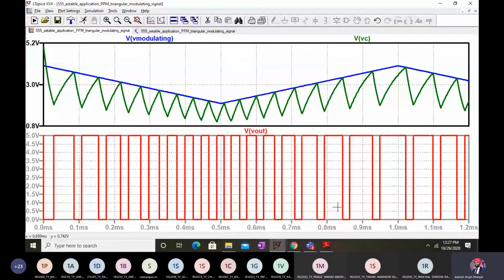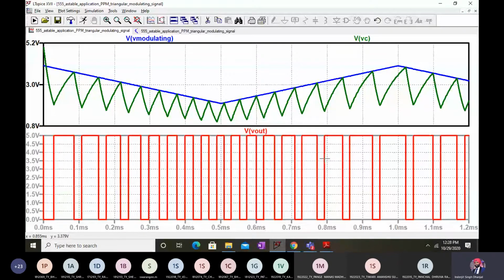That means, can I say my duty cycle is changing? So what is duty cycle? T on upon capital T. And what is capital T? T on plus T off. So even if my T off time is fixed, my T on time is changing. And if my T on time is changing, my pulse position changes. The on time position changes, as you can see clearly over here. Only the on time is changing.